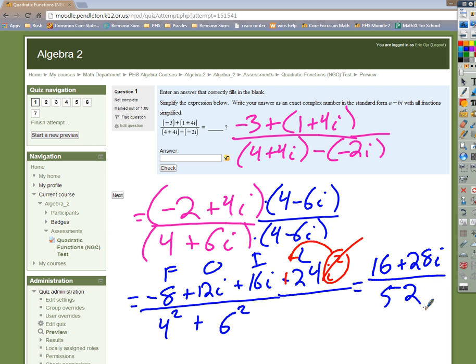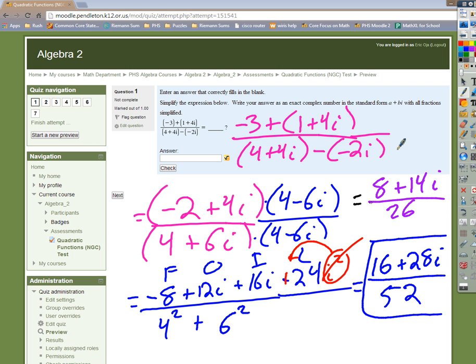That's really my answer. I could just divide, all those are even numbers, so I could divide the top and the bottom each by 2 and get what? On the top, I'd get 8 plus 14i. On the bottom, I'd get 26. I could divide those by 2 again, right? And get, what's my final answer going to be? So I'm going to get 4 plus 7i over 13. Just reduce the fractions. Okay, make sense?